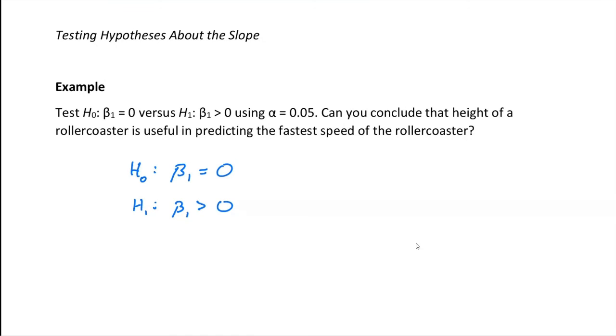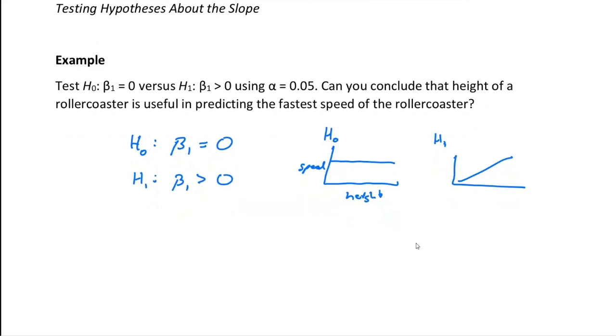Okay, so let me just kind of draw that out. So the first one is saying, here's my height, here's my speed, right? H null is saying there is no difference. Pick any height you want, the speed never changes. The alternative is saying not really true. As height increases, your speed also increases. You're going to have a positive slope, okay?